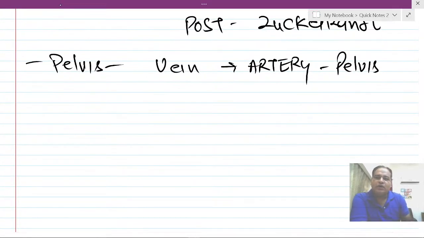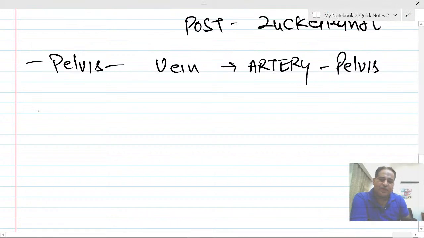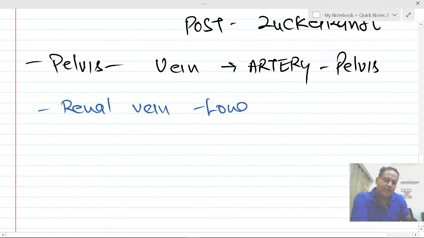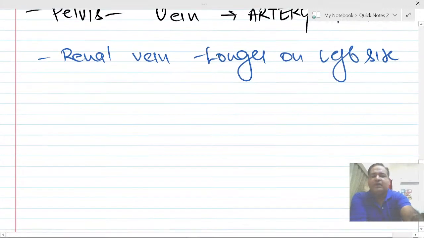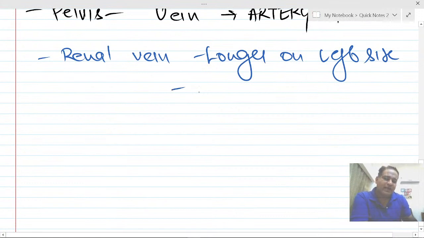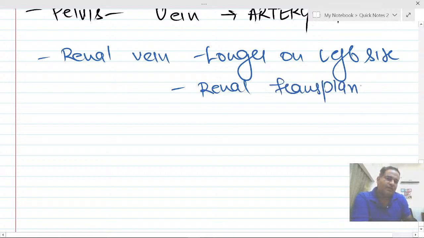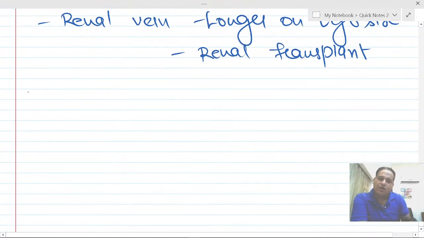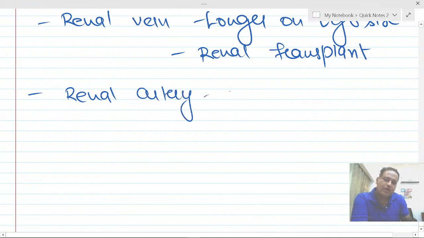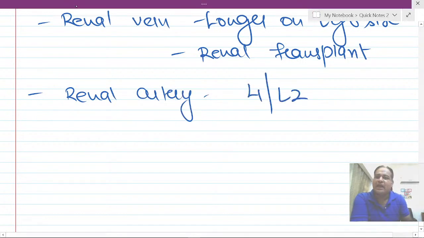Now they ask, what is the applied anatomy in case of the renal vein? So the renal vein is longer on the left side. That is why the left kidney is preferred for renal transplant, because the renal vein is longer on the left side. Fine. Now the renal artery arises between L1 and L2.